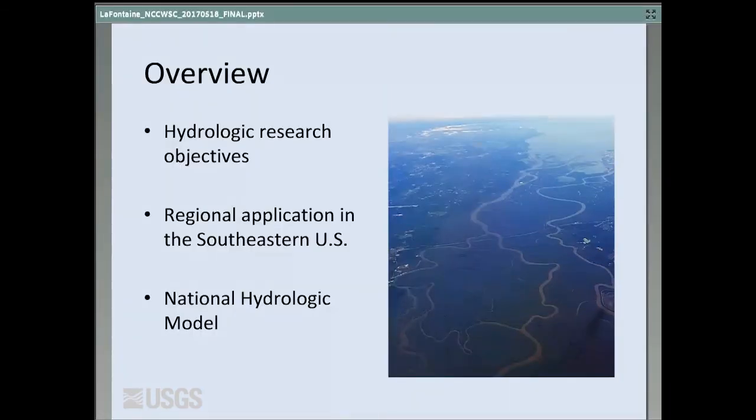So just an overview, we want to talk today about our hydrologic research objectives in this work and how that'll tie into the bigger picture that we see. Then focus on this regional application in the southeastern U.S., which is primarily in the Gulf Coastal Plains and Ozarks LCC, but we were able to expand the area with some additional funds from the Southeast Climate Science Center. And then I want to go to the bigger picture and talk about the National Hydrologic Model, which is something that's really made a lot of this work possible at this scale for us.